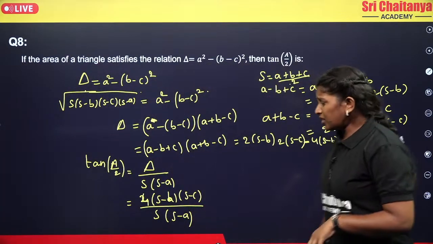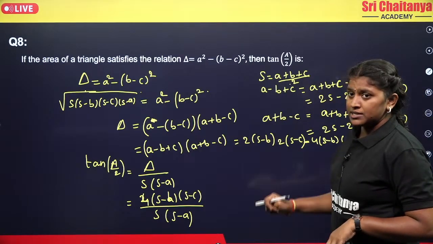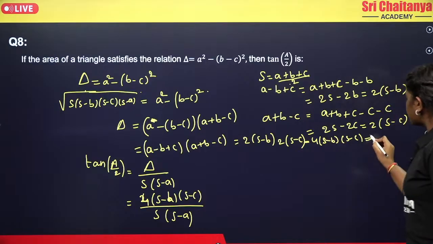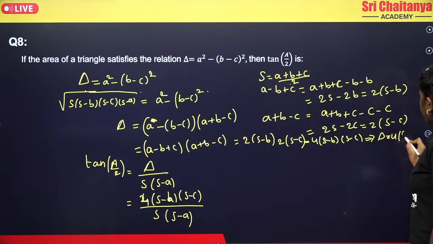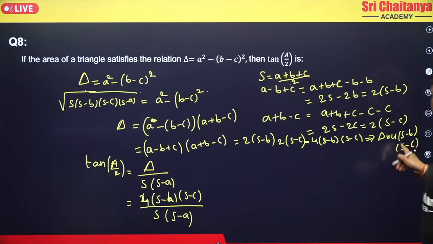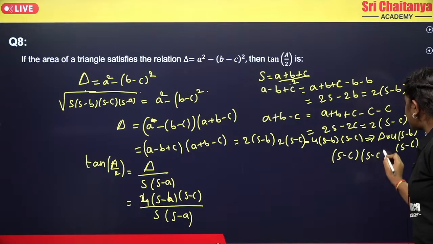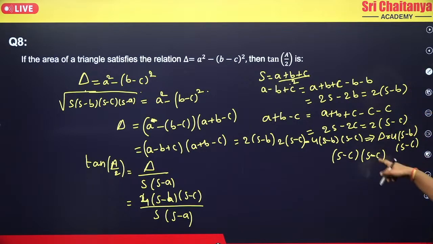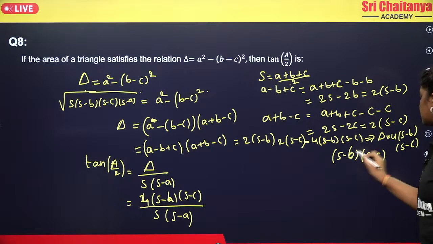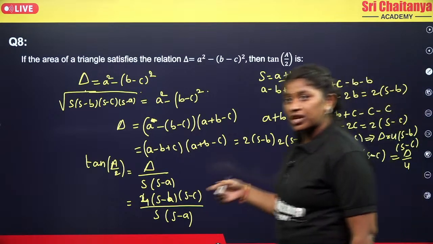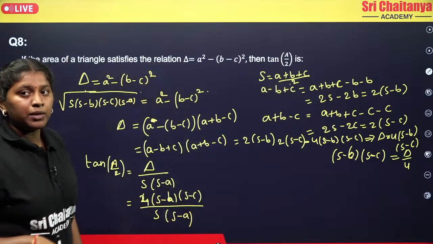So now if you observe, how can we find it? Clearly from here, see, instead of that you can do one thing also. From this we got delta equals 4 into s minus b into s minus c. Here we got this value, right? So now what we can do is write the s minus b into s minus c value as delta by 4. Okay. So now you can place this in the previous condition also, and from there also we will get whatever tan A by 2 is required.